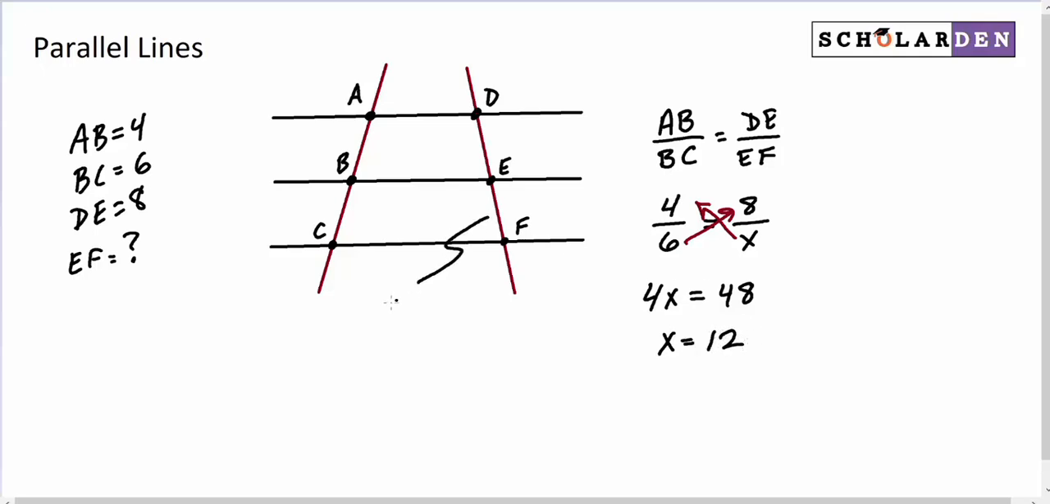So EF is 12. So a definition of parallel lines, lines that have no point of intersection, a symbol for parallel, those double lines, a couple of formulas for distances, and this relationship between the intercepts of transversals that cut through parallel lines. Hope you got something out of that, and I'll see you soon.